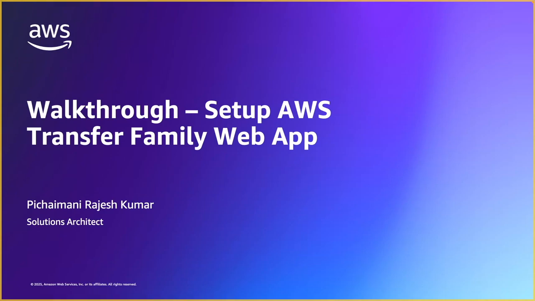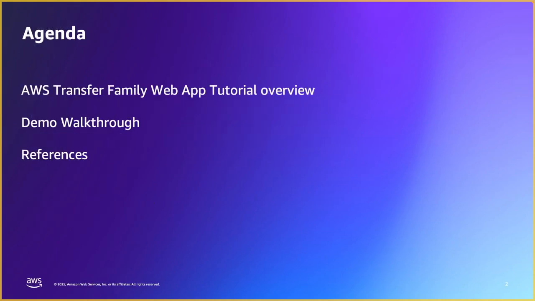In this session, I'm going to do a walkthrough of a tutorial for the AWS Transfer Family Web App feature that was recently introduced in re:Invent 2024. So let's get this started. The agenda is we're going to talk about the tutorial overview in brief, and then switch to the console to actually walk through in the console, and finally conclude with the references.